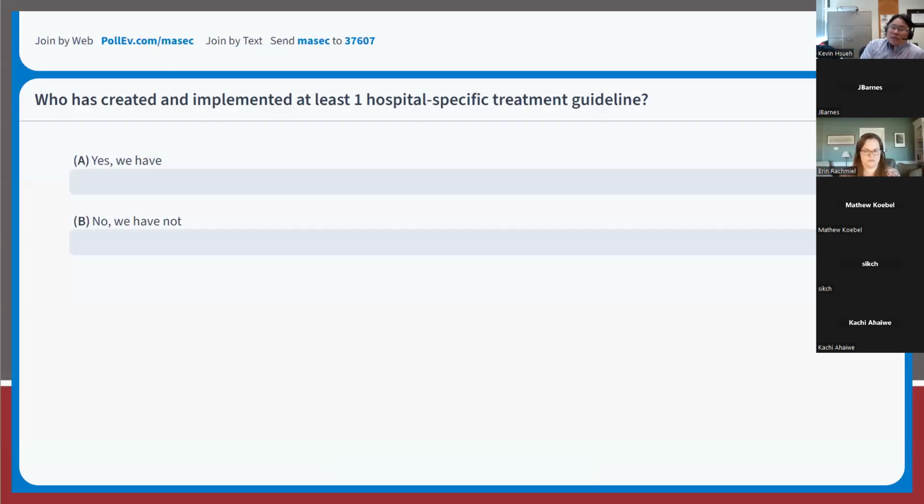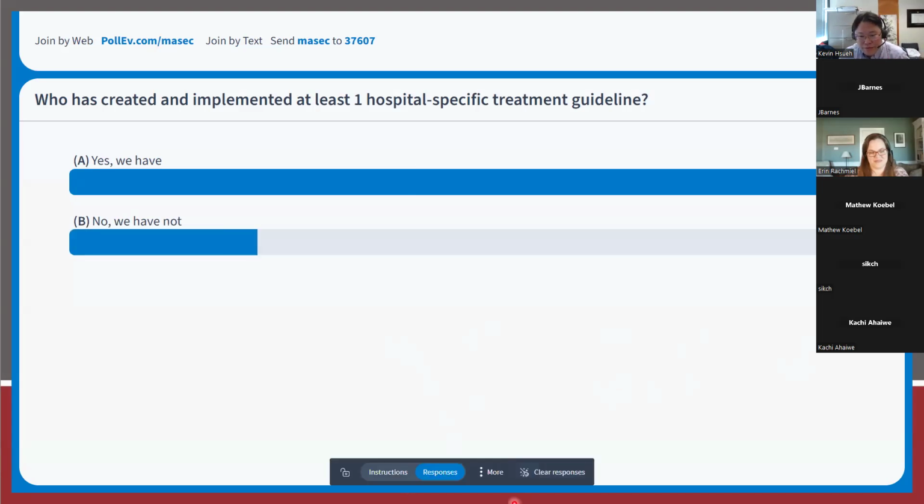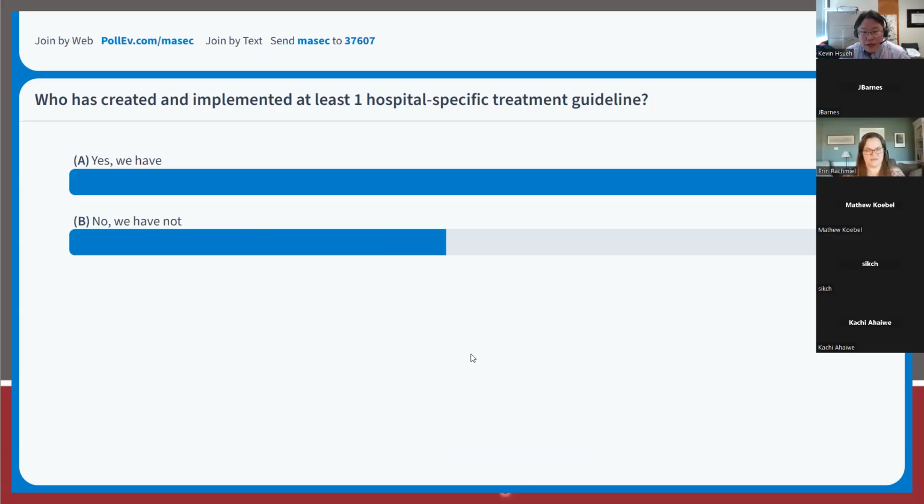So, question for the audience: who here has created at least one hospital-specific treatment guideline at their institution? We'll give people around a minute to answer this. Oh, am I? No, we're on responses right now. I wish I could see percentages and numbers, but we'll see. Okay. So.